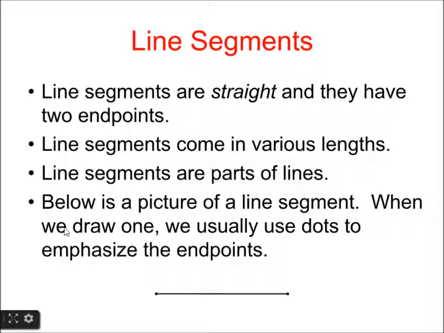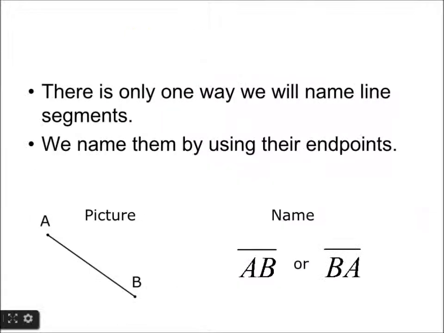When we draw one, we usually use dots to emphasize the endpoints. There is only one way we will name a line segment. We name them by using their endpoints: AB with a line on top, or BA with a line on top.